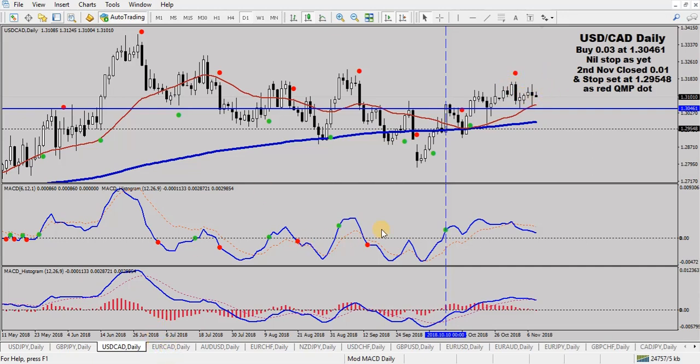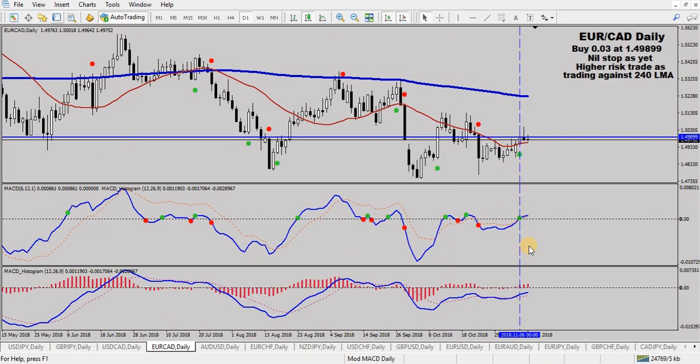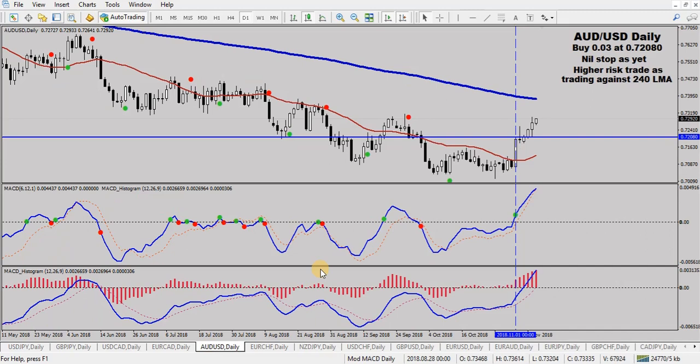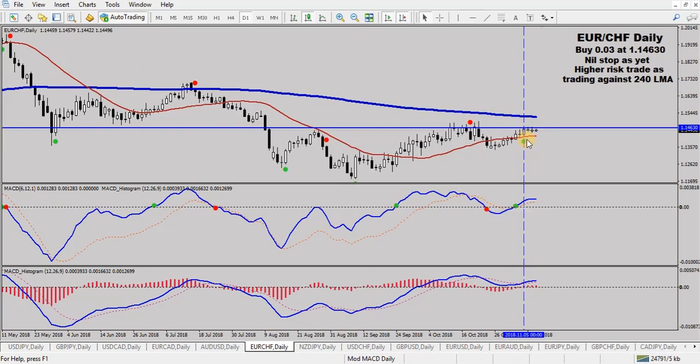Euro CAD in a buy only a couple of days ago, not going anywhere fast, but still valid buy signal. Aussie USD in a buy, higher risk trade, you can see that, trading towards the 240 LMA. So generally if I'm trading these sort of trades, I tend to look to take the price up to the 240 LMA or I start managing my trade. Euro Swiss in a buy a few days ago. This is a pair that can go sideways, which it is at the moment.